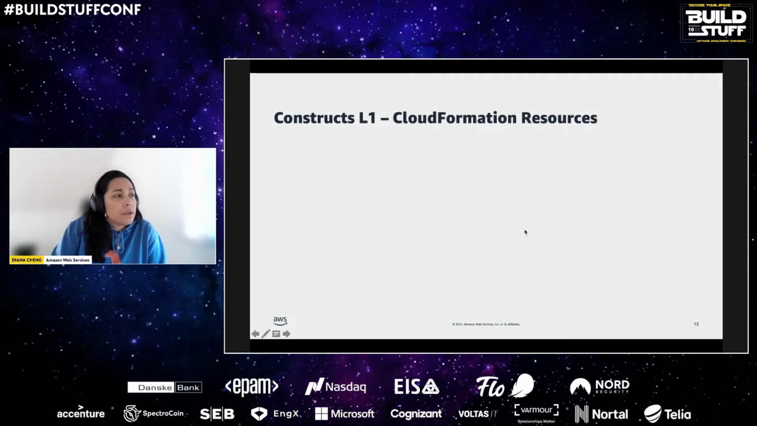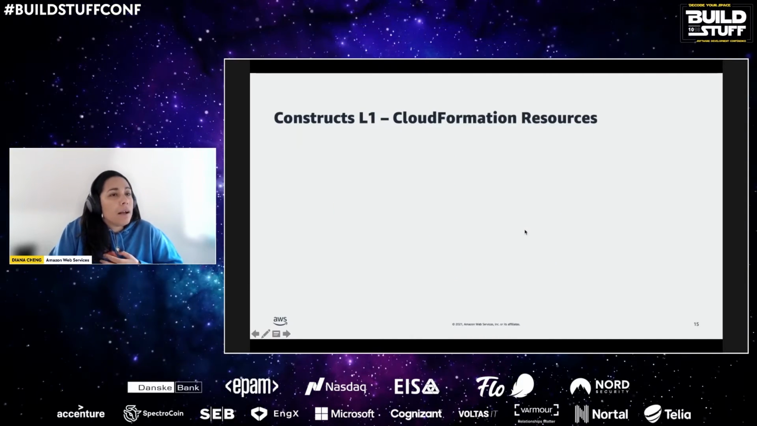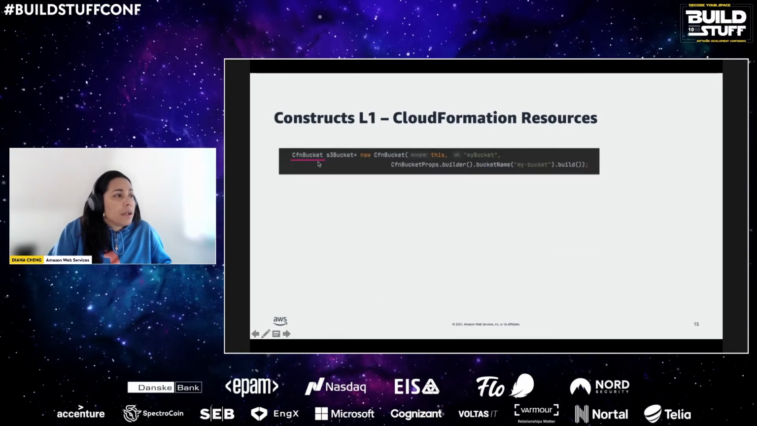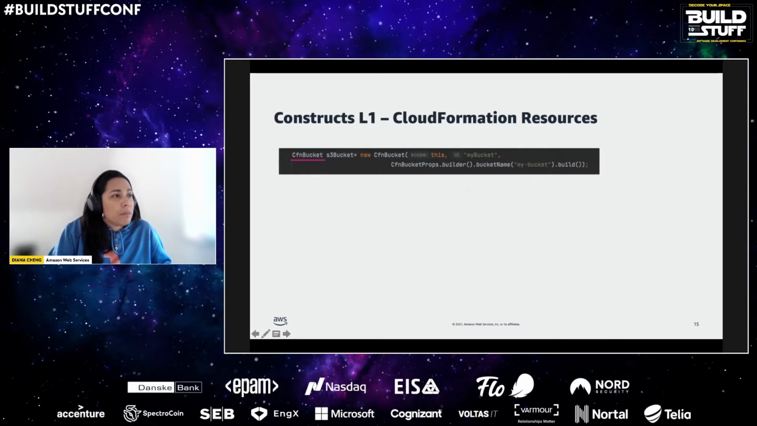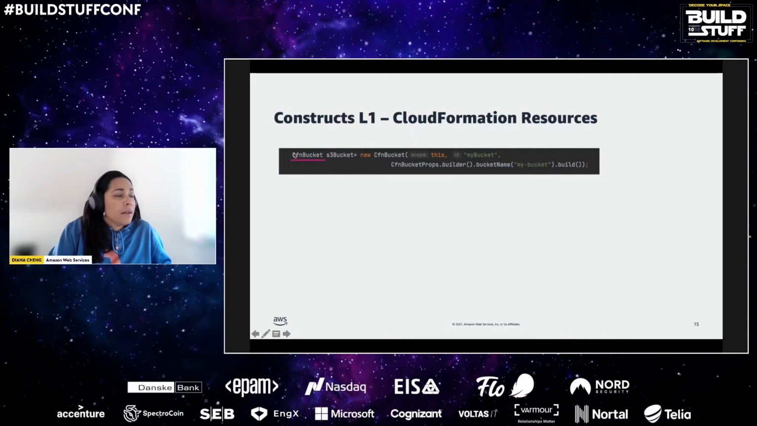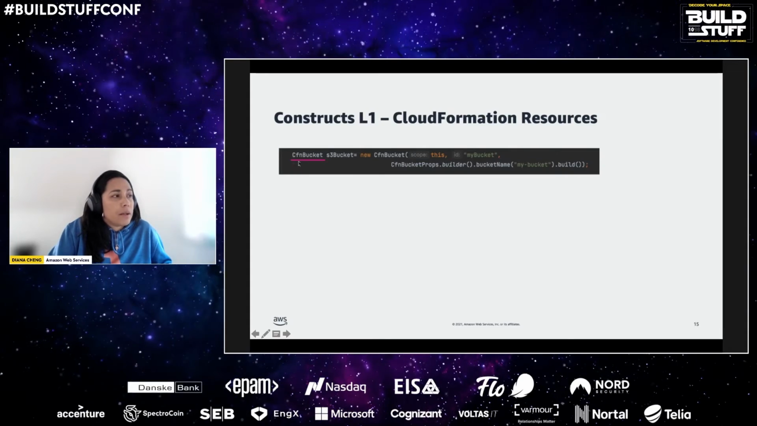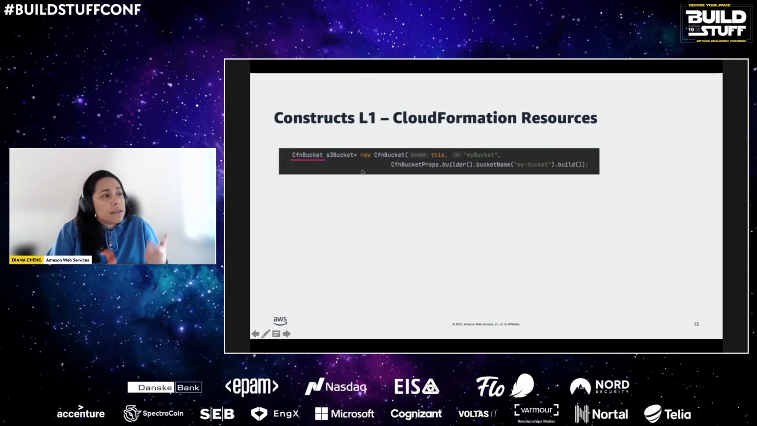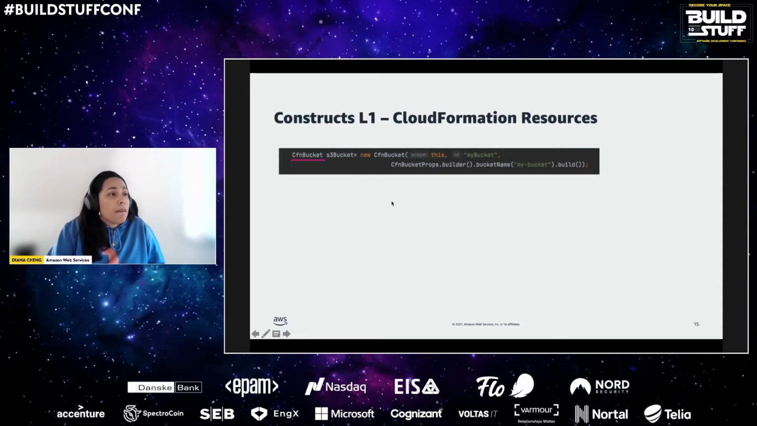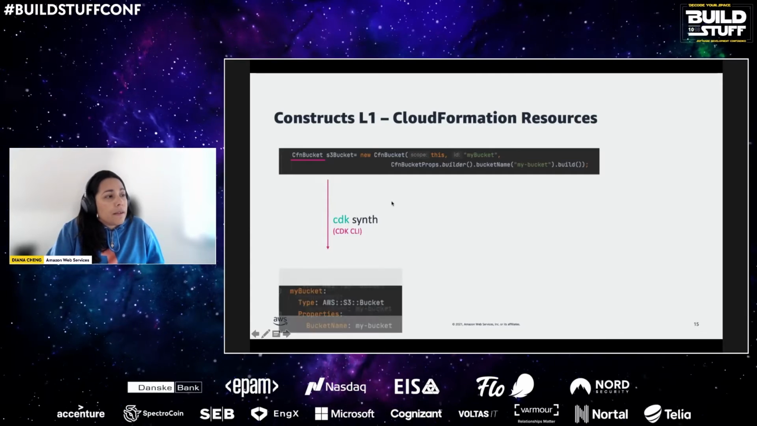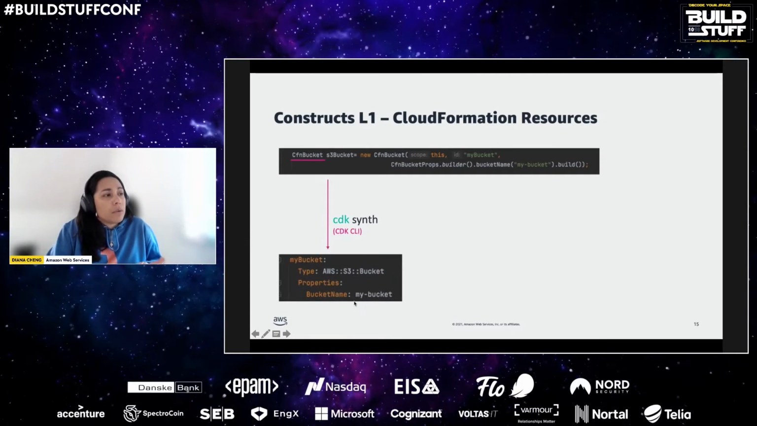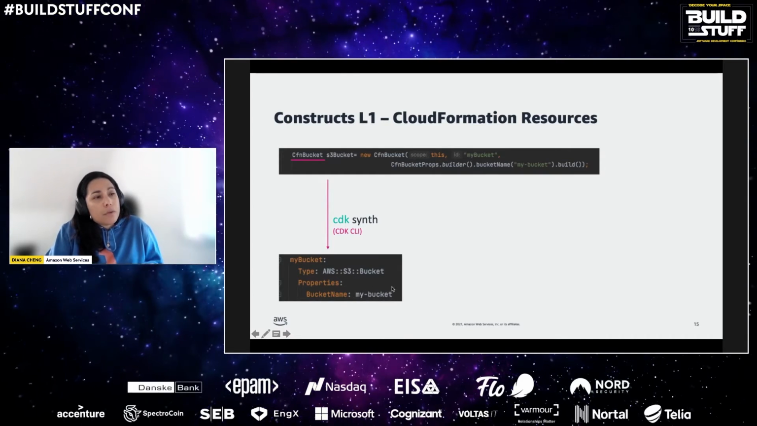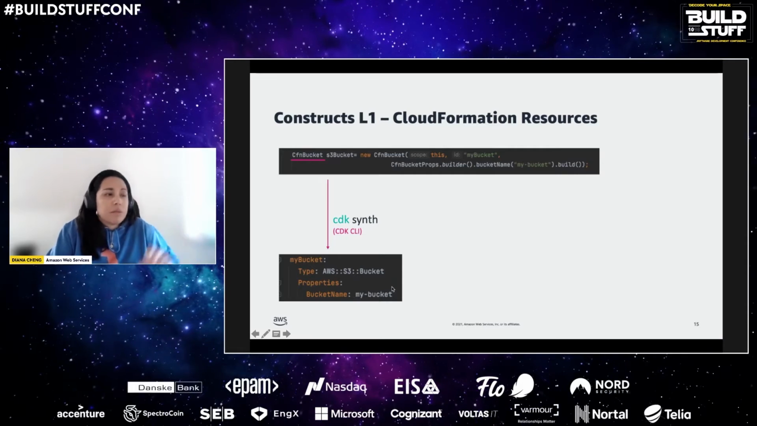If we take a closer look at what these different levels mean, the level 1, as I mentioned, is just a one-to-one representation of a CloudFormation resource. So it will start with CFN in its name, and then continue with the name of the actual resource, in this case, an S3 bucket. And if we synthesize that, we'll see we get really just a one-to-one translation into an S3 bucket in the CloudFormation template that we get, just one resource, which is the bucket.